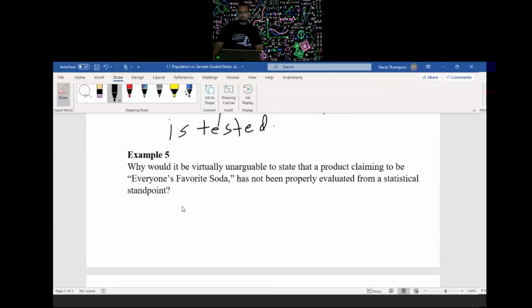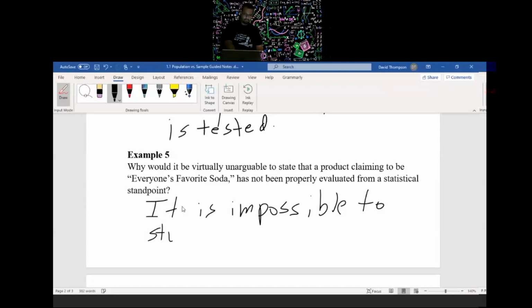Example 5. Why would it be virtually unarguable to state that a product claiming to be everyone's favorite soda has not been properly evaluated from a statistical standpoint? Reason being, it is impossible to find out every single person in the world's favorite soda. So the reason being, it is hard to study every person in the world. That's why it is not possible to evaluate this from a statistical standpoint.